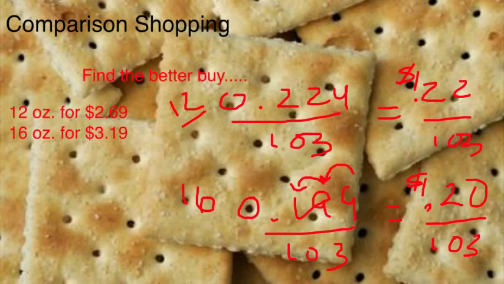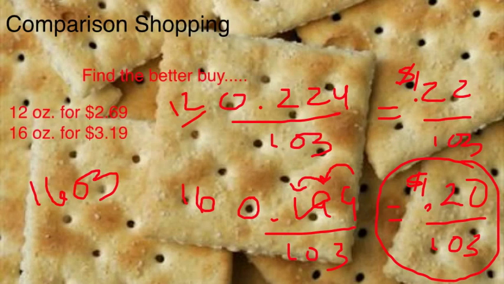So now I'm going to look at these two answers and say, well, which one is the lesser value? And it's this one right here. Okay, it's the 16-ounce size. So for my answer, I'm going to say the 16-ounce size is the better buy because it is cheaper per ounce.